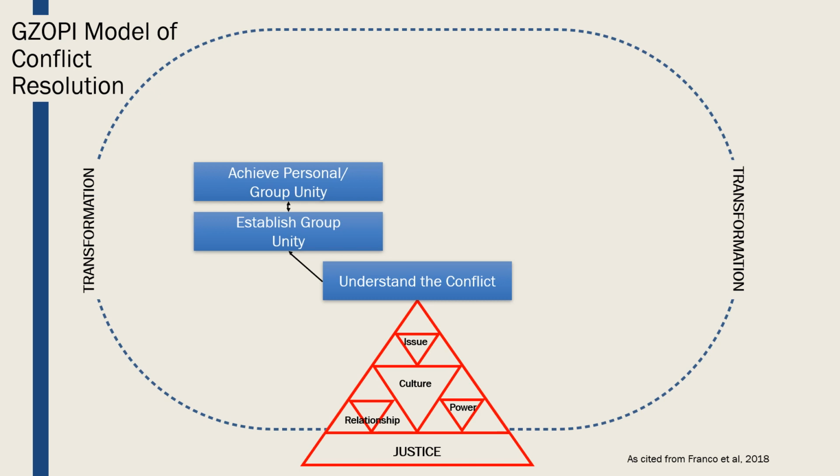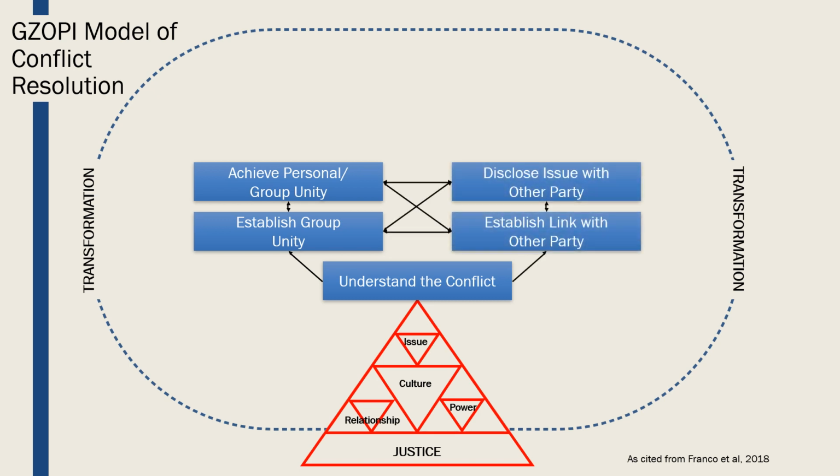At one level, we go into that intra-group discussion wherein we try to build group unity. Ano nga bang pinapaniwalaan natin? Ano yung agenda natin? Kailangan natin magka-unite dun sa mga areas na ito bago tayo mag-engage dun sa kabilang grupo. So the next wing is establish that link with the other party. And then once we have already established our own unities, let's disclose that issue with the other party.